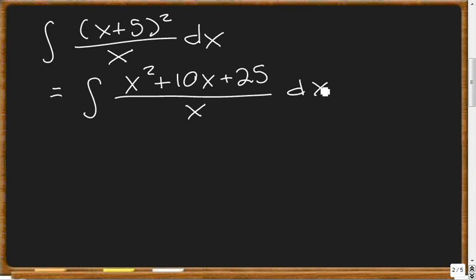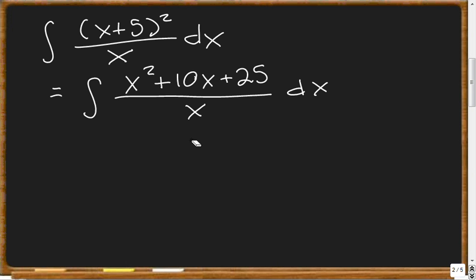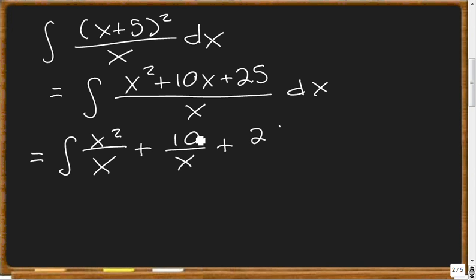Okay, so now we still haven't learned any rules to deal with this. We've got to think of this as 3 separate fractions. And if we do that, we then can find out that we can integrate this. So this is the same thing as the integral of x squared over x plus 10x over x plus 25 over x, and that whole thing dx.